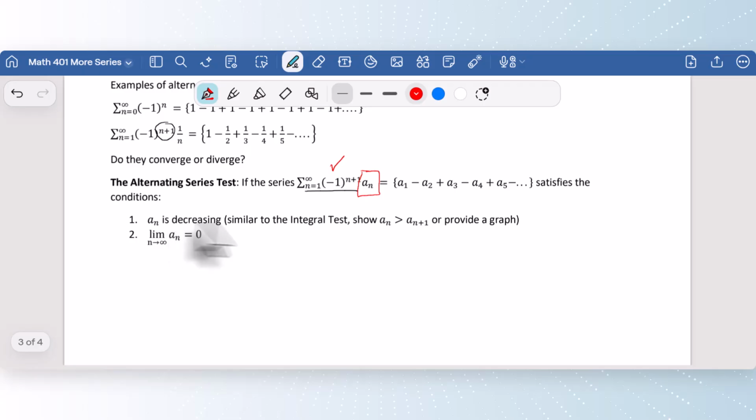So if it is decreasing, and similar to how we did the integral test, you want to show it either by showing that a_n is bigger than a_(n+1), meaning the next term is smaller than the previous term. That will tell us it's decreasing, or you can provide a graph. Use a graphing calculator or go to Desmos and graph it. And then the other condition to satisfy is that if the limit as n goes to infinity of a_n is 0, then we can say that the series converges.